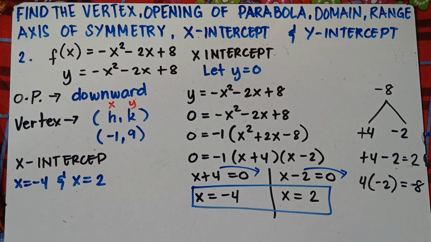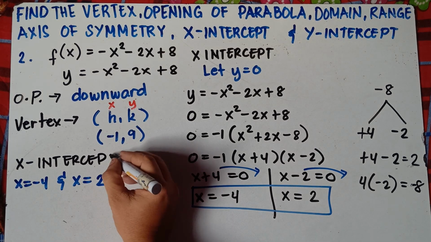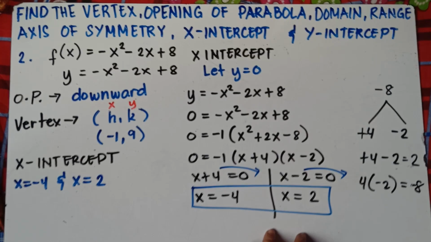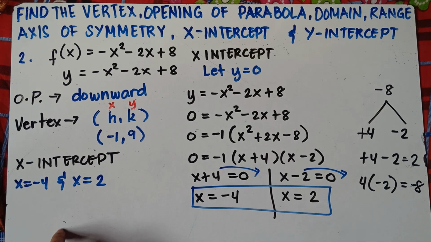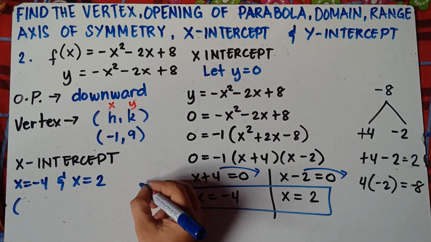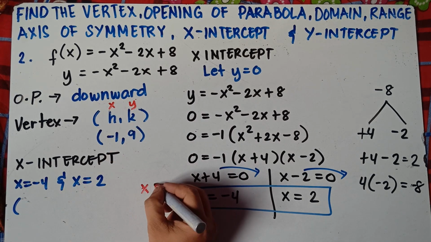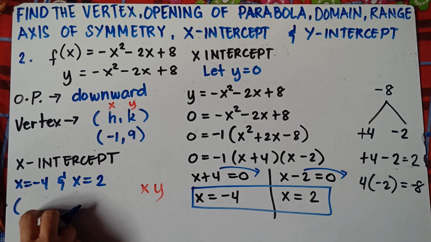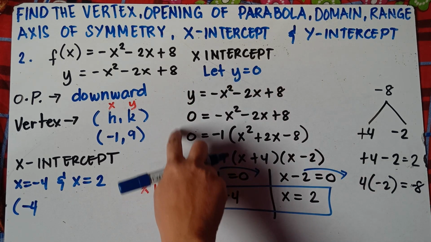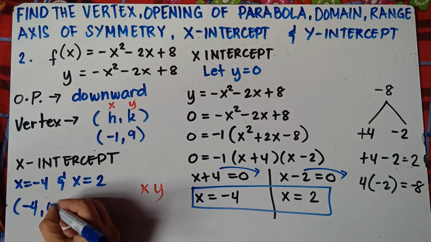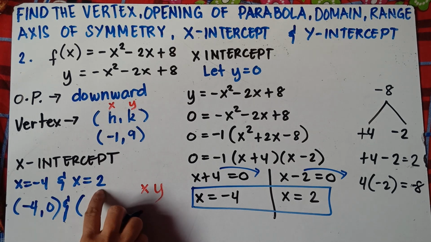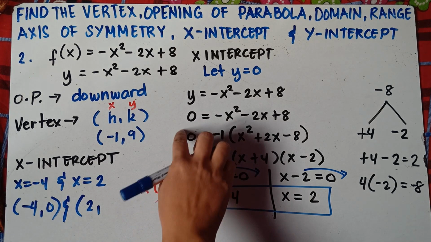Now, if the teacher asks you to write your x-intercept as an ordered pair, you write your x-intercept, class, as an ordered pair, very easy. Ordered pair, that would be x and y. So your x is negative 4. Now since you let y equal to 0, always remember you let y equal to 0. So your x is negative 4 and your y is 0. And the other one, x is positive 2 and then your y is 0.